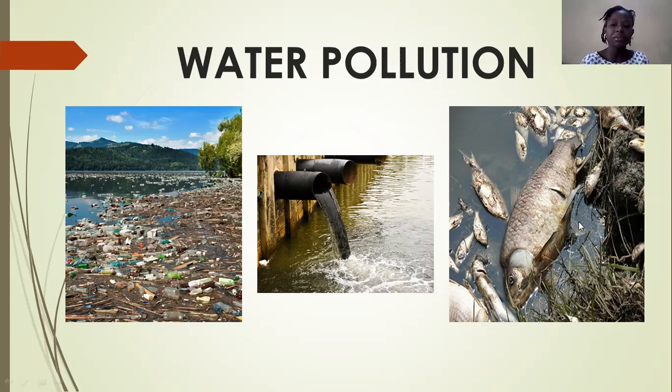So the water is polluted by oil spills in the water body. Then you have agricultural waste from fertilizer, overuse of agricultural products, fertilizers, insecticide, herbicide. Now they are washed into water bodies, thereby polluting water.